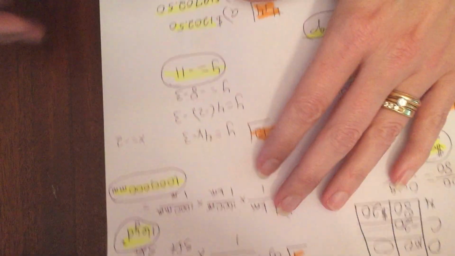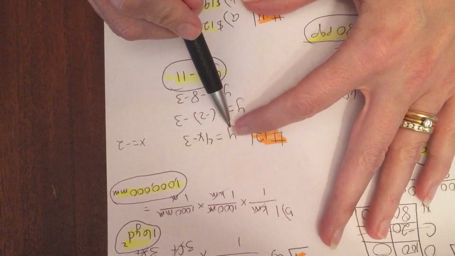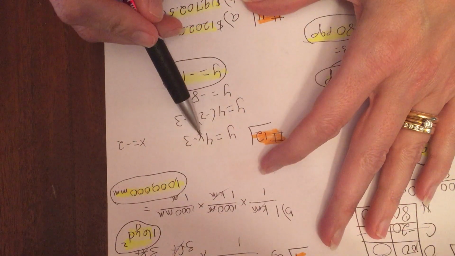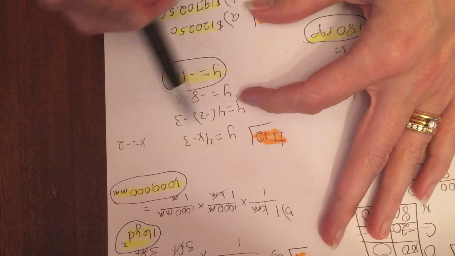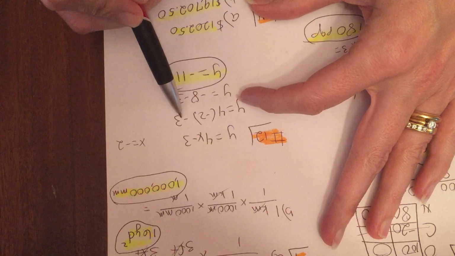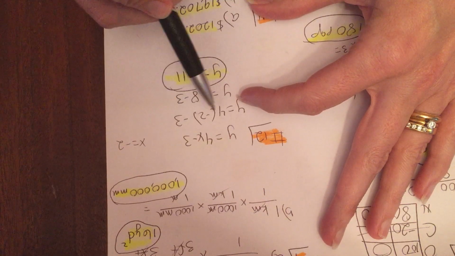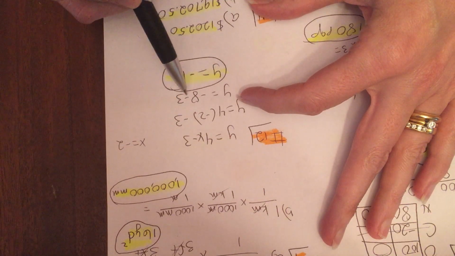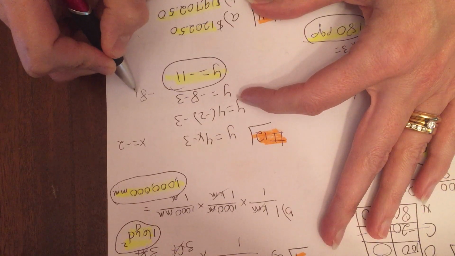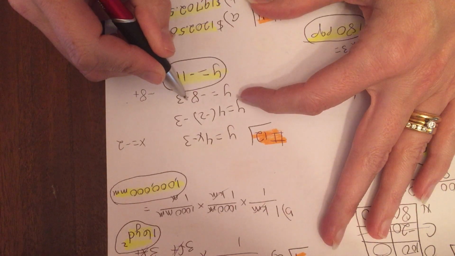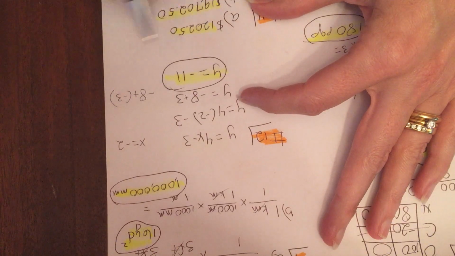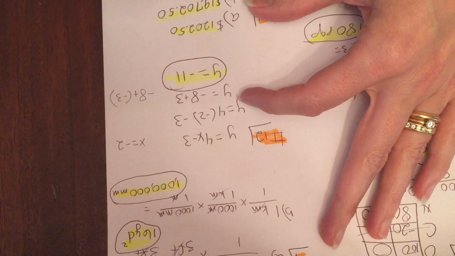Number 12, they want us to figure out what y is if x is equal to -2. So in this equation, I replace x with -2. I rewrite it. y is equal to 4 times -2 minus 3. 4 times -2 is -8, minus 3. I could think about this as -8 plus, change this to plus, the opposite of positive 3, which is -3. -8 and -3 make -11.